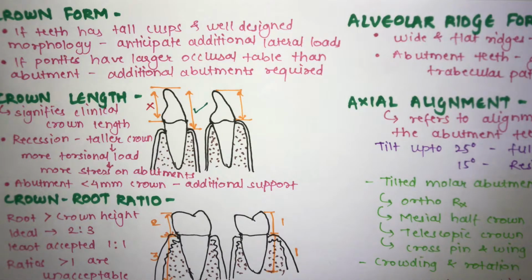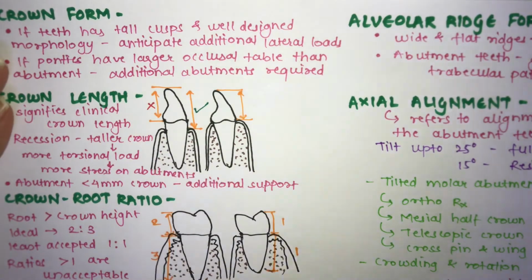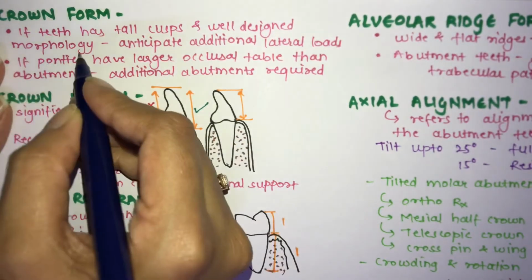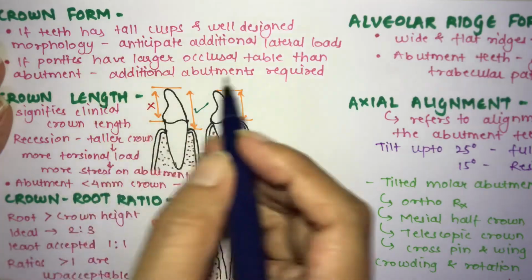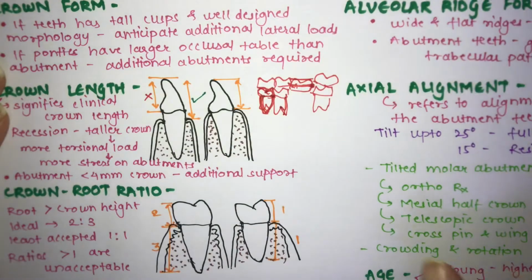Now starting with the first one, that is the crown form. If the neighboring teeth have tall cusps and well designed morphology, we have to anticipate an additional lateral load on the abutment teeth. So if your abutments have tall cusps and well defined morphology, in that case you can anticipate additional load on these abutments because they are well designed.